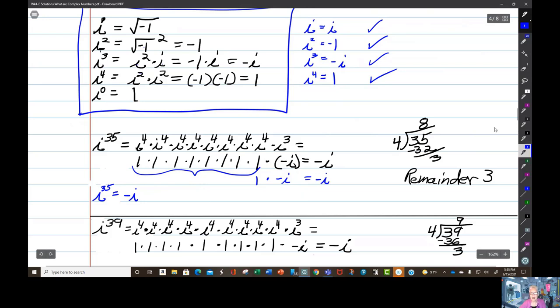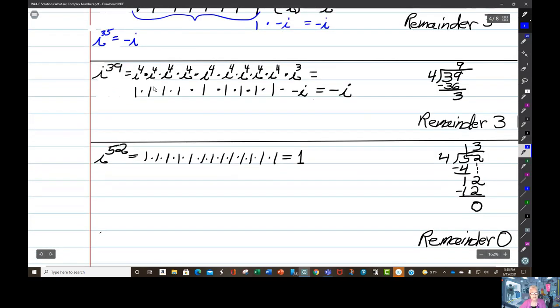i to the 39. I divide 4 into 39 to find how many i to the fourths will go into i to the 39. Well, 9 of them. 9 times 4 is 36. 39 minus 36 is 3. So we end up with remainder 3 again.